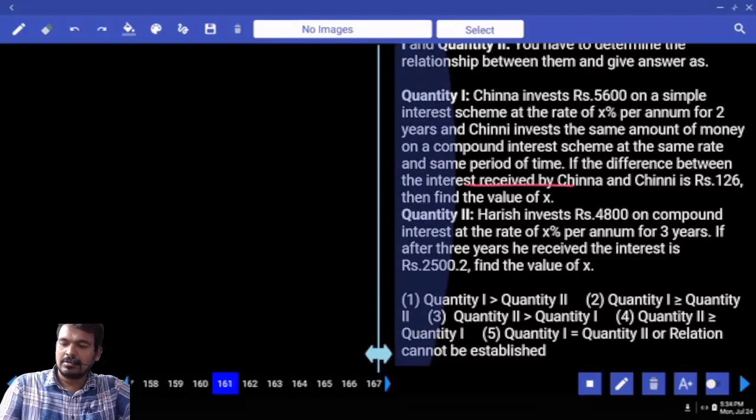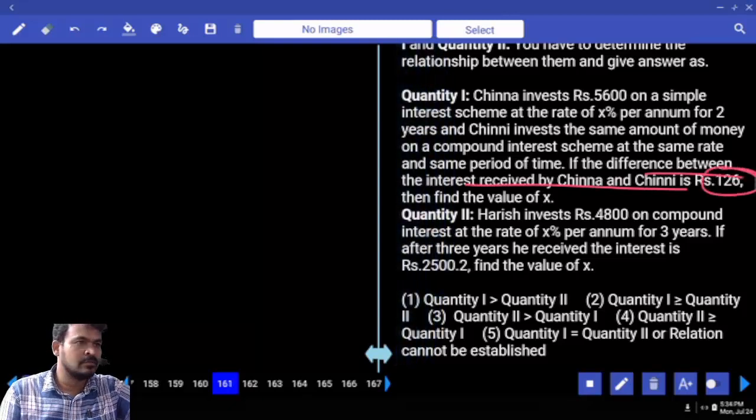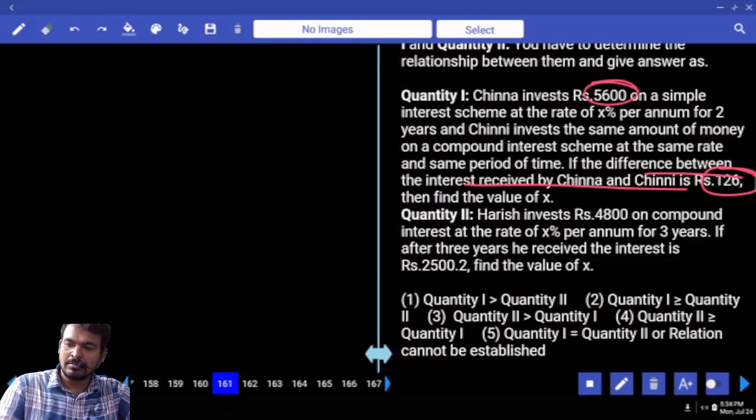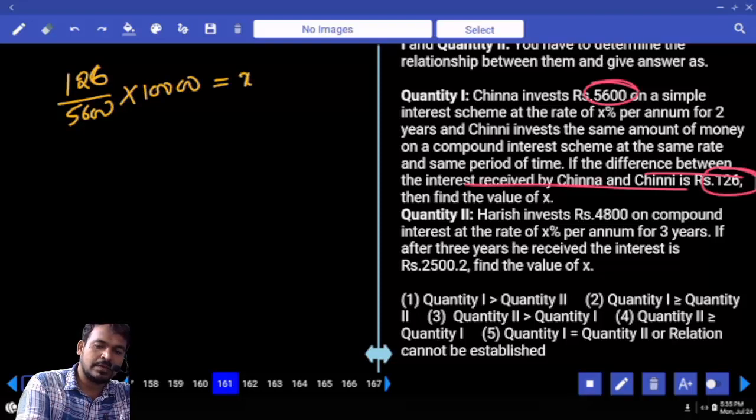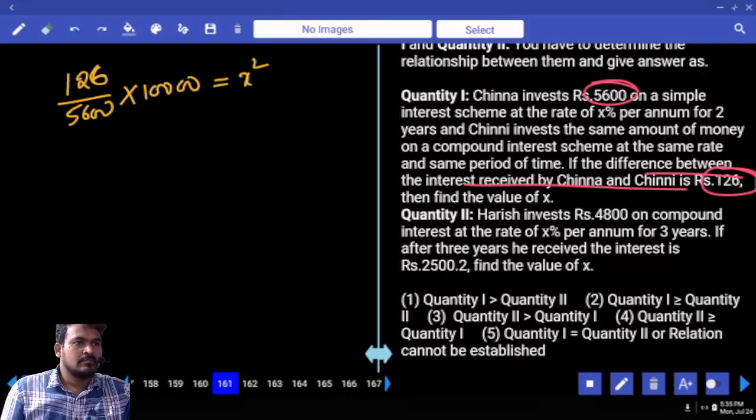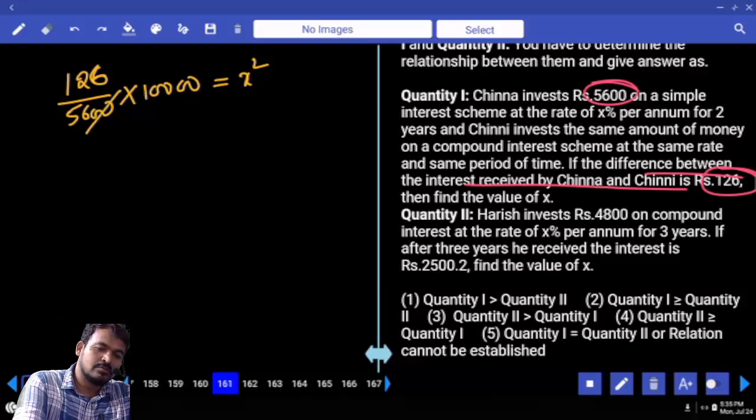Simply we are saying the difference between compound interest and simple interest is how many rupees? 126. What is the principal value? 5,600. 126 divided by 5,600 multiplied by 10,000 is equal to x square. What is the 2 years difference formula? R% of principal. Same or different? Same. 2 zeros will get cancelled.